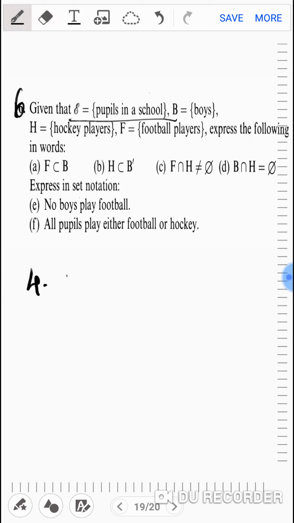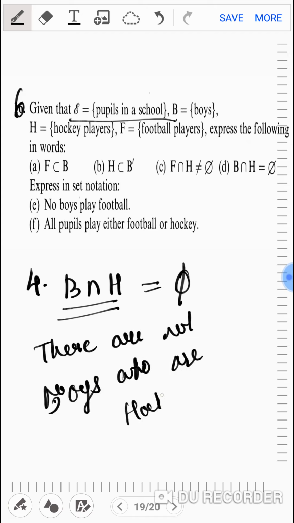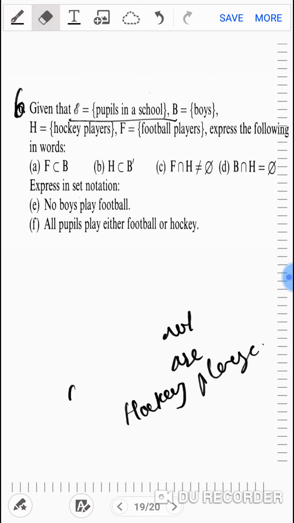Number 4, it says B intersection H is equal to null. That means B और H में कोई common नहीं है. Getting my point? That says there are no boys who are hockey players. So you can write there are no boys who are hockey players. You have to just put it in words. Whatever is given in symbols, you have to just put it in words. So that will become easy.